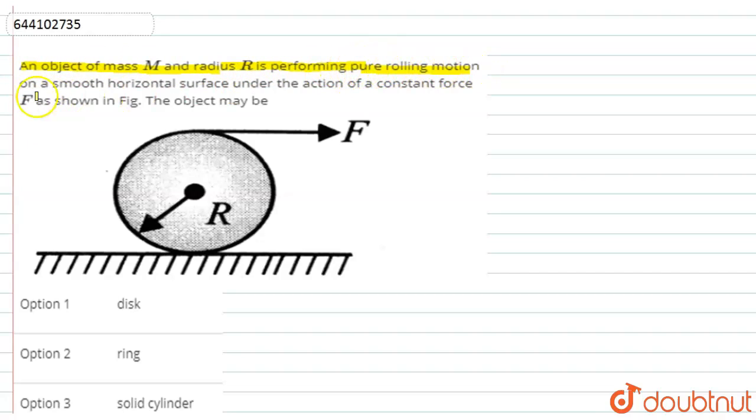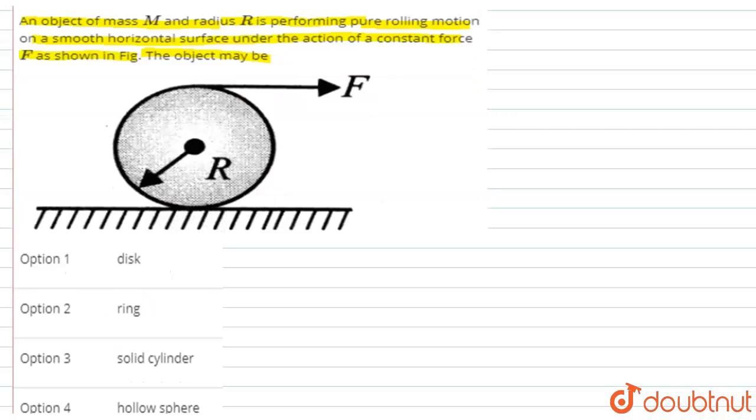Hi, in this question it is given that an object of mass m, radius r, is performing pure rolling motion on a smooth horizontal surface under the action of a constant force F, as shown in the figure. The object may be a disc, ring, solid cylinder, or hollow sphere.